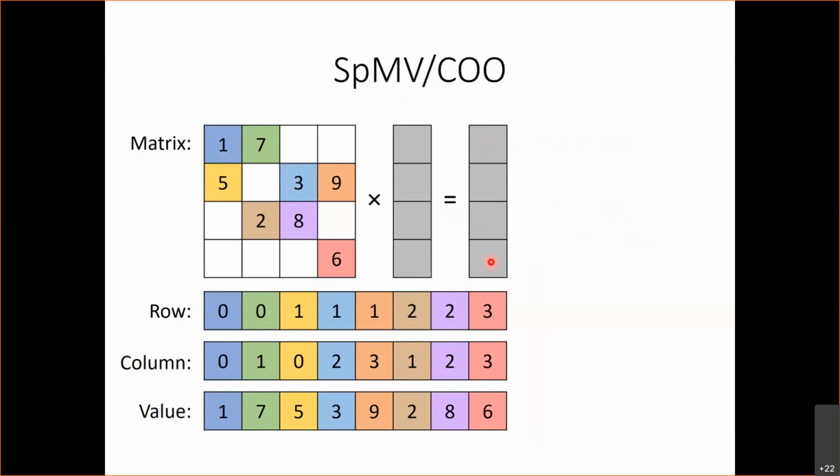Okay, and the question is, if I want to do this in series, it's easy, right? I can go through each element and multiply by the corresponding input value and update the corresponding output value. But if I want to do this in parallel, how can I do it?